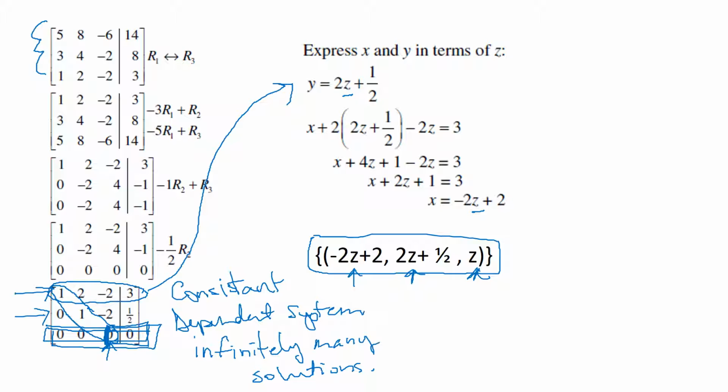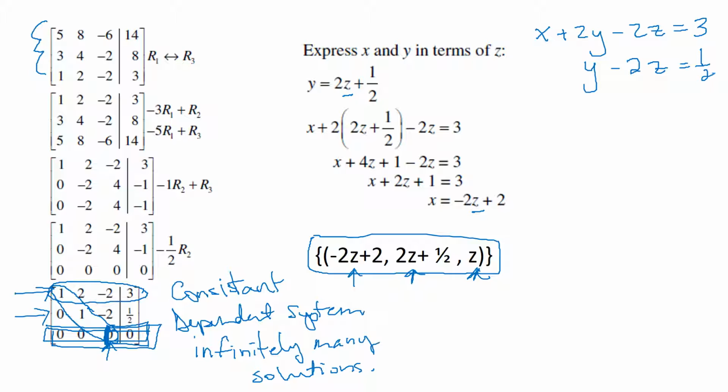Oh, that's not the right one there. Sorry about that. If we were to write out those systems according to that matrix, I'm going to do it up here in the right. That first row of 1, 2, negative 2 and 3 becomes x plus 2y minus 2z equals 3. And then the second line would give us y minus 2z is equal to 1/2.